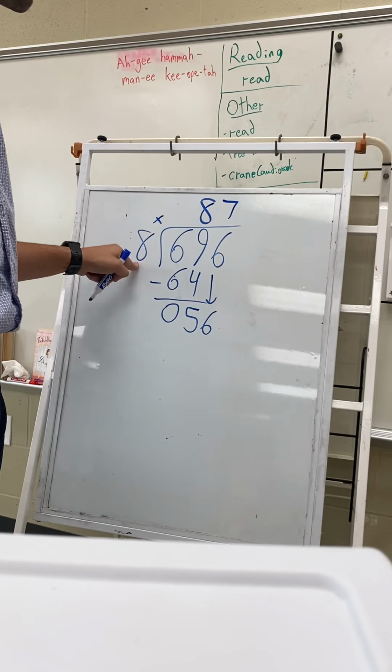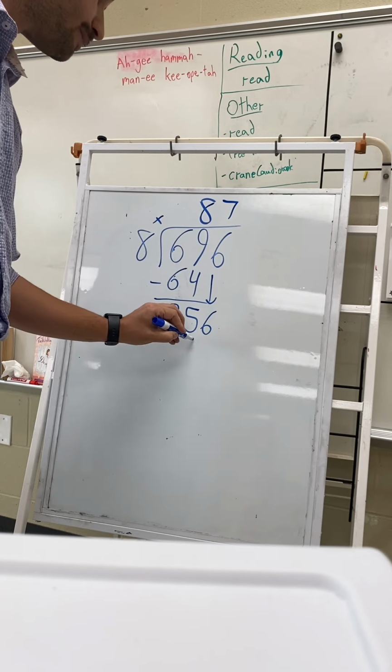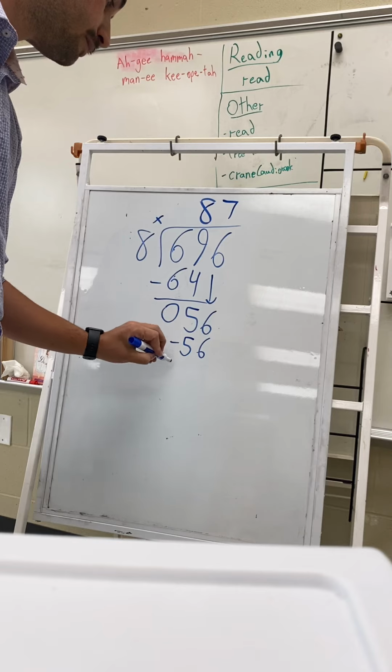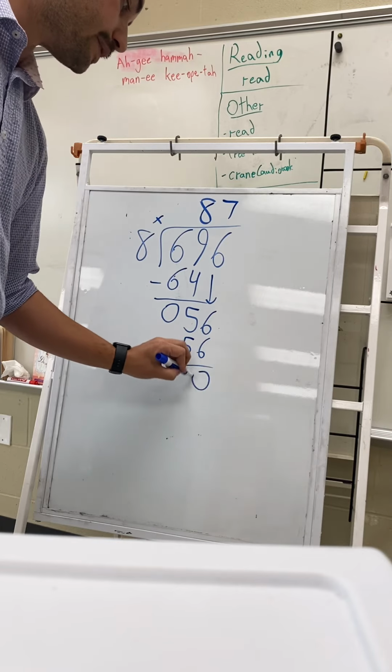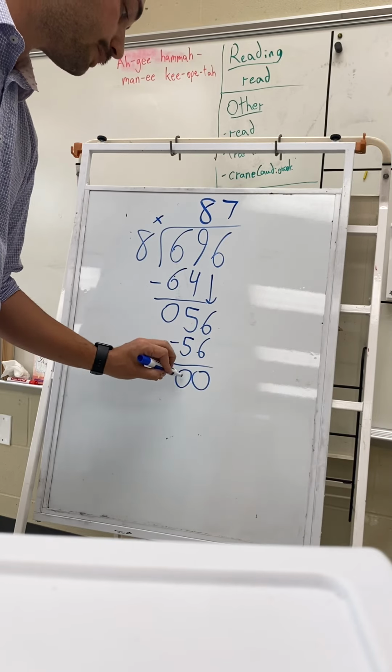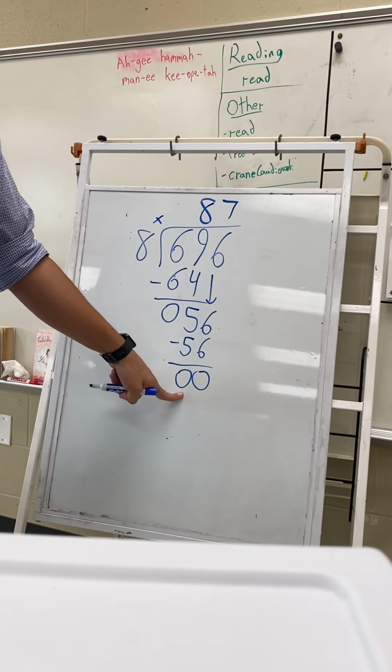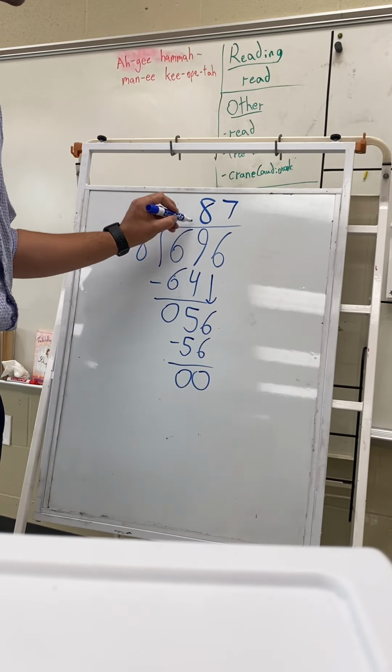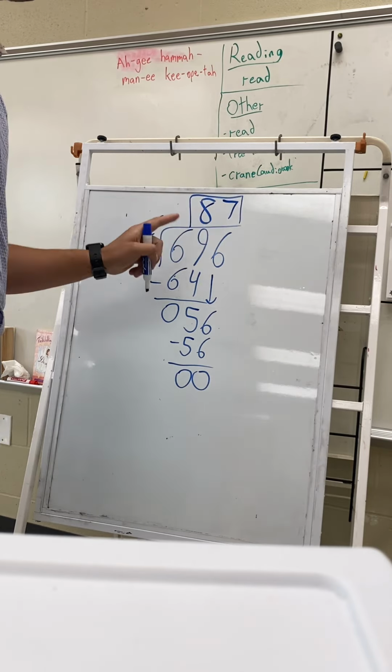So do my multiplication step, 8 times 7, that gets me 56. And then 6 minus 6 gets me 0, 5 minus 5 gets me 0. And so 8 cannot go inside of 0, and I have nothing that I can bring down, so we have no remainder to worry about. We're just left with 87.